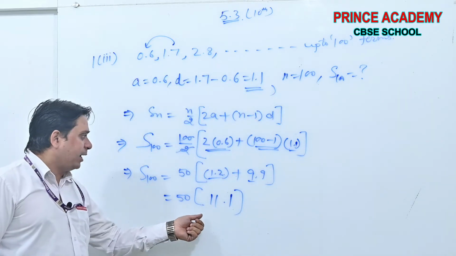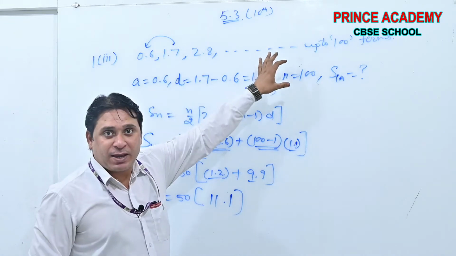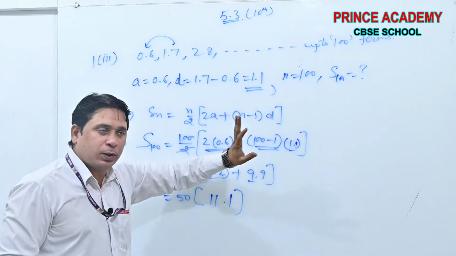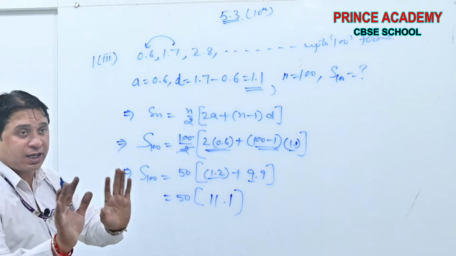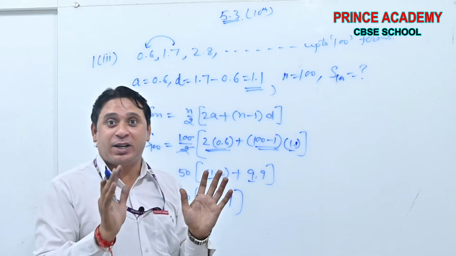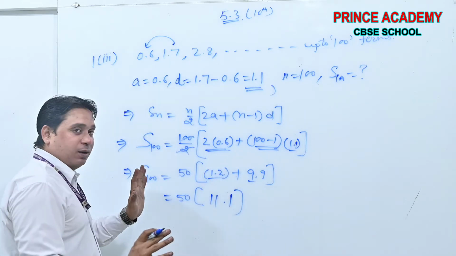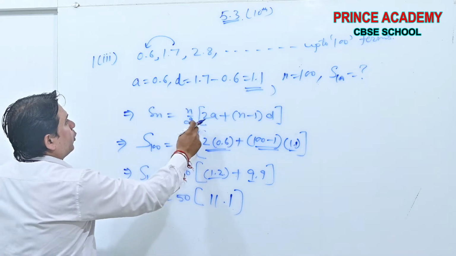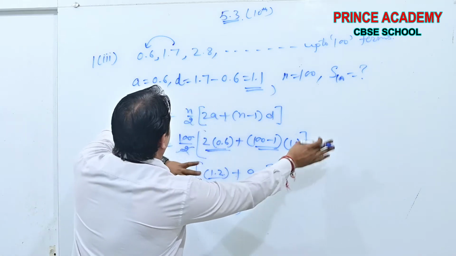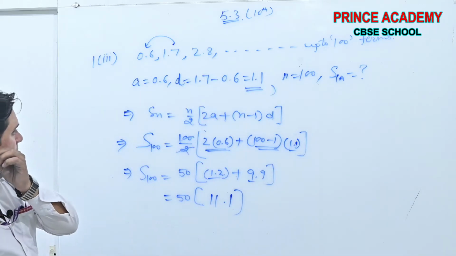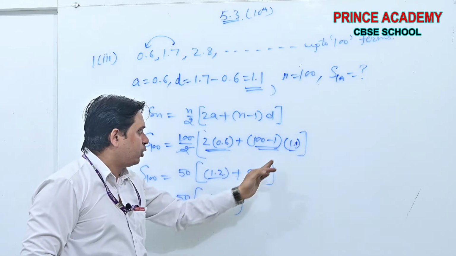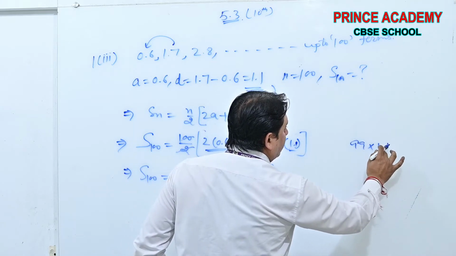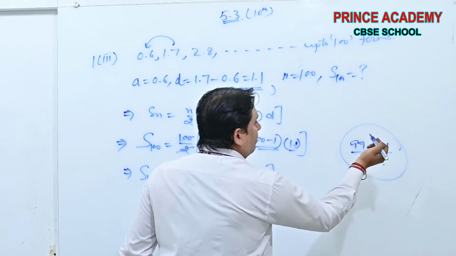Now see, this was the AP given, and here a and d and all these things were given. We put the values in Sn and finally we got this. Now see the calculation. Please check the calculations once again. N by 2, n is 100, 2 into a, 0.6, plus n minus 1 into d, which is 99 into 1.1. Here is the mistake I committed.